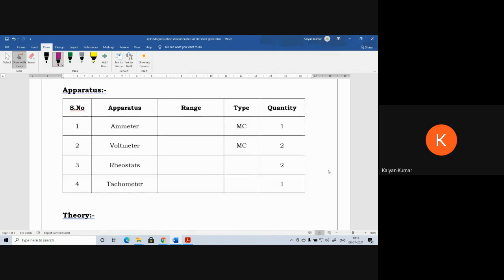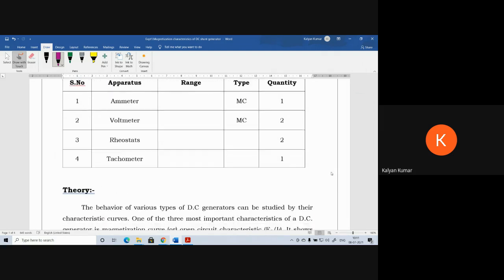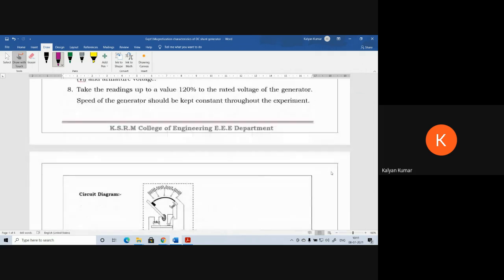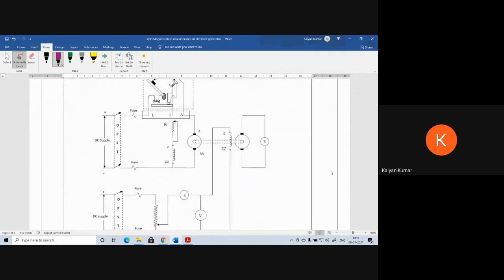Now, what are the apparatus required for conducting the test? An ammeter, a voltmeter, rheostats, and a tachometer are required. Now, what ranges do we need to use? For fixing the ranges, go to the circuit diagram. Here, we have to fix the ratings of the meters and other equipment using the nameplate details, and then you can write these values in the apparatus table. This is the shunt motor diagram, and this is the generator diagram.